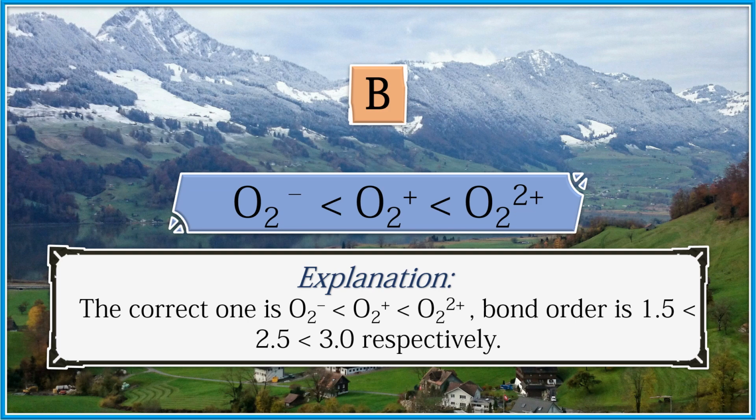The correct one is O2- less than O2+ less than O2 2+. Bond orders are 1.5, less than 2.5, less than 3.0 respectively.